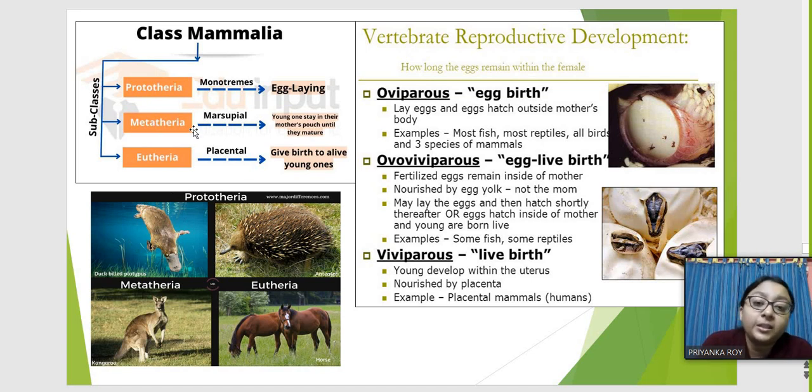Next comes the Metatheria, where a common example is marsupials or kangaroos. They give birth to their young ones, but the young babies stay inside their mother's pouch until they mature. And then comes the Eutheria, or the placental mammals. They give birth to live young ones, and they do not need to be mature, but they can give birth to immature young ones as well.